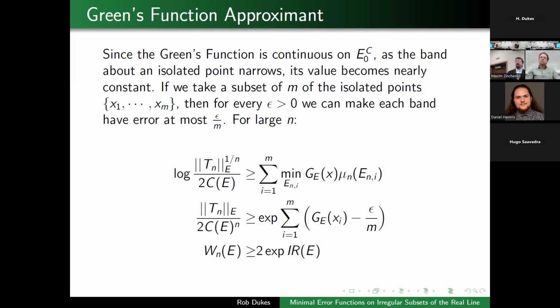Which is good because we know that the harmonic measure for En, each gap, I keep mixing up gaps and bands, each band has a measure of exactly 1 over n. And so then do a little algebra, and you get the result. The Widom factors for E are at least 2 times the exponential of IRV.